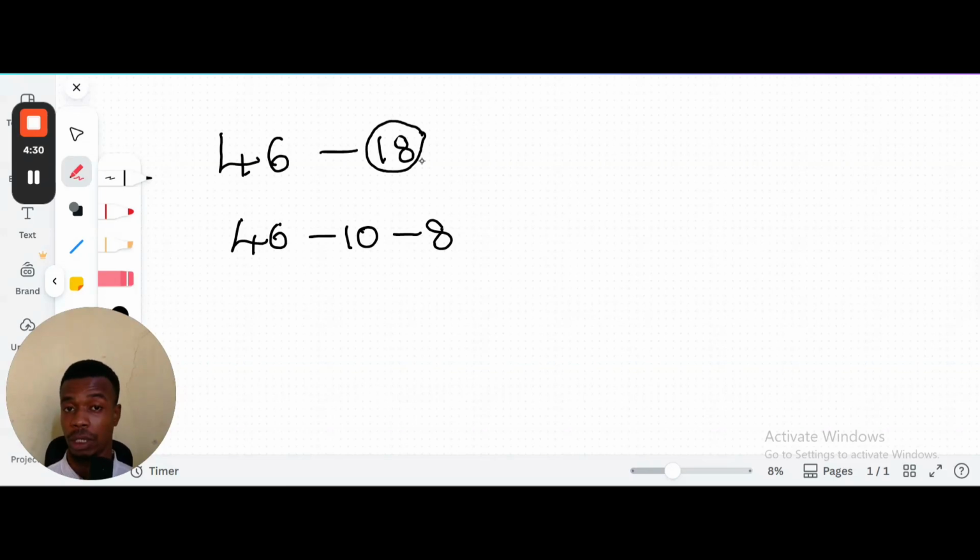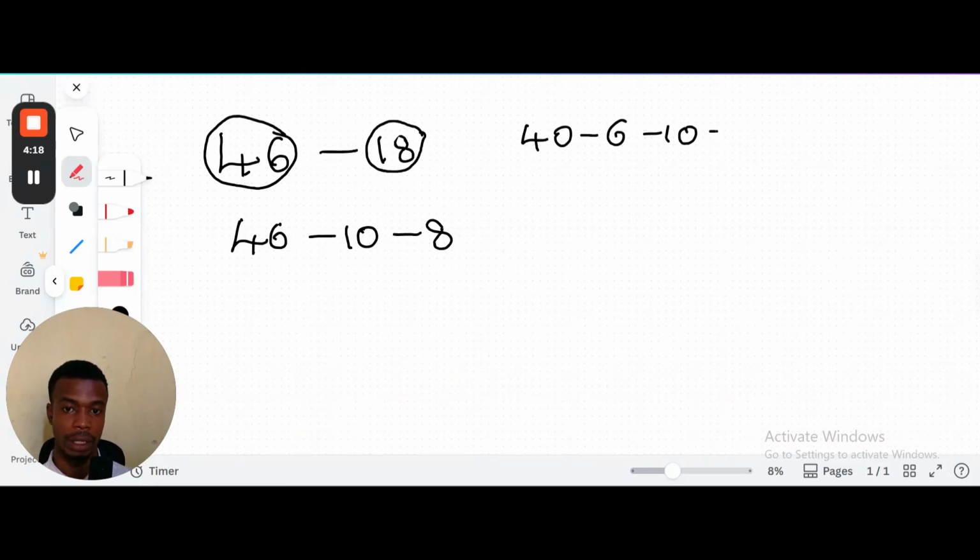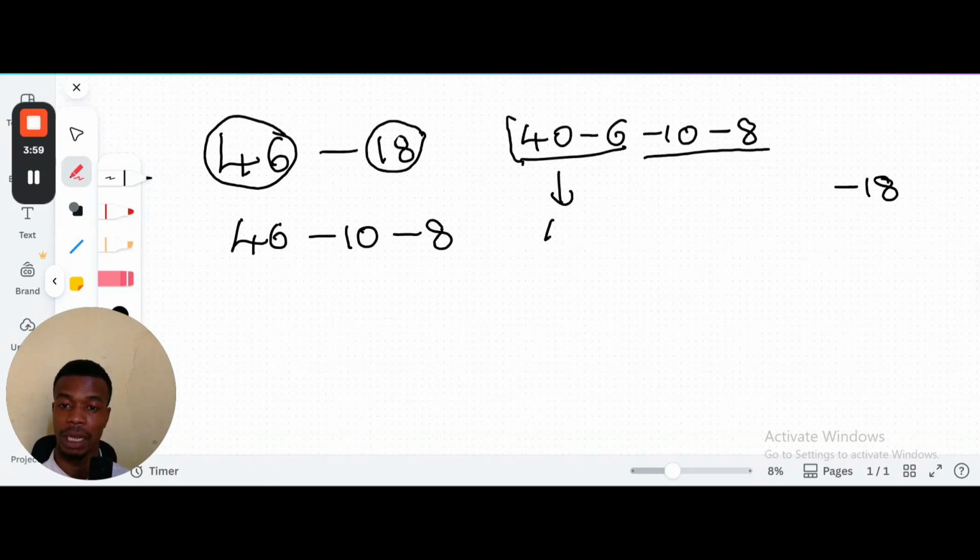It's very important that you only do this to the number you're subtracting. Do not do this to the number you're subtracting from. Do not say 40 minus 6 minus 10 minus 8. This will not work because 40 minus 6 is not 46. The reason this would work is because minus 18 is the same thing as minus 10 minus 8. And the reason this would not work is because 40 minus 6 is not the same thing as 46.